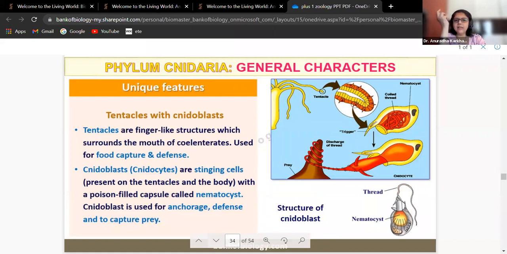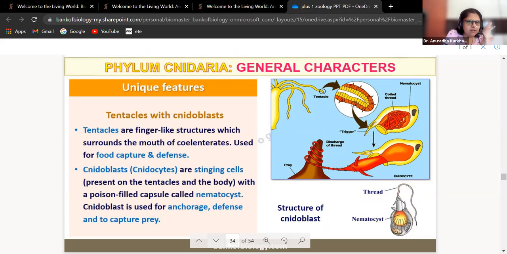If any organism comes near them, just like a lasso, they will hit that particular organism which is trying to come near them. So it's an organ of defense as well. Neuroblasts, which are also called neurocytes, are stinging cells. Sting karna, samajhte ho? You know what is a sting?